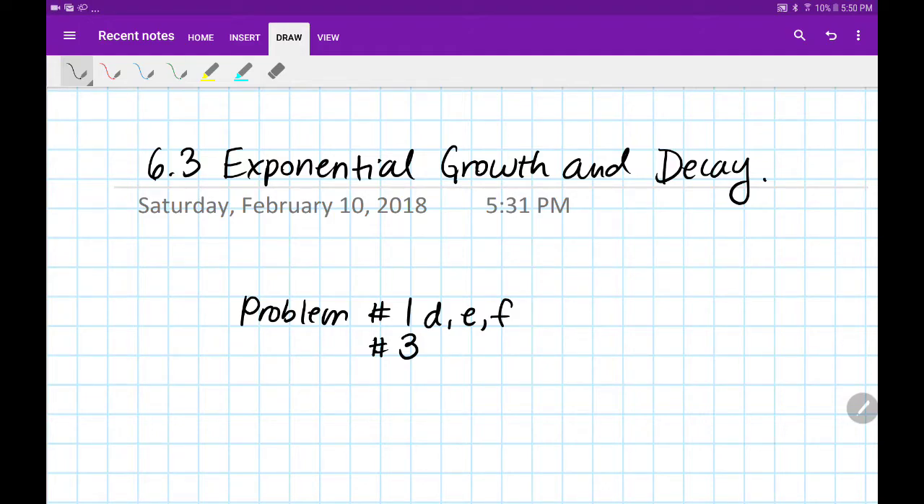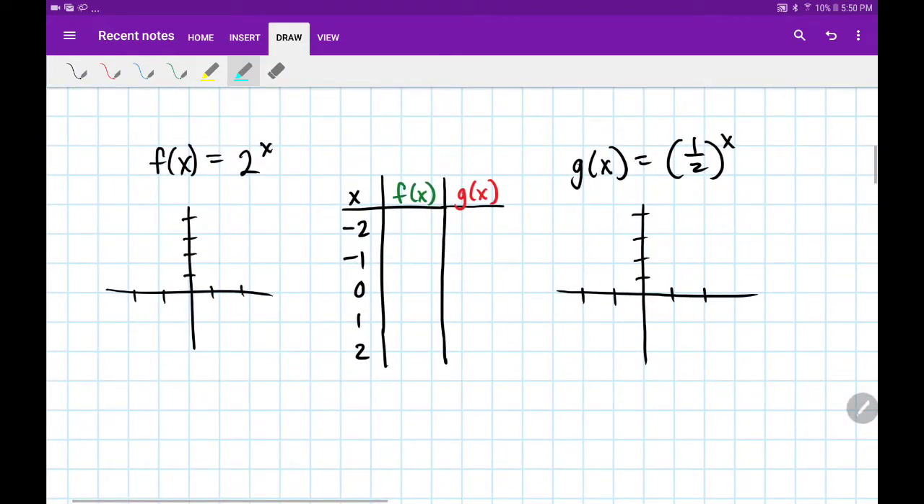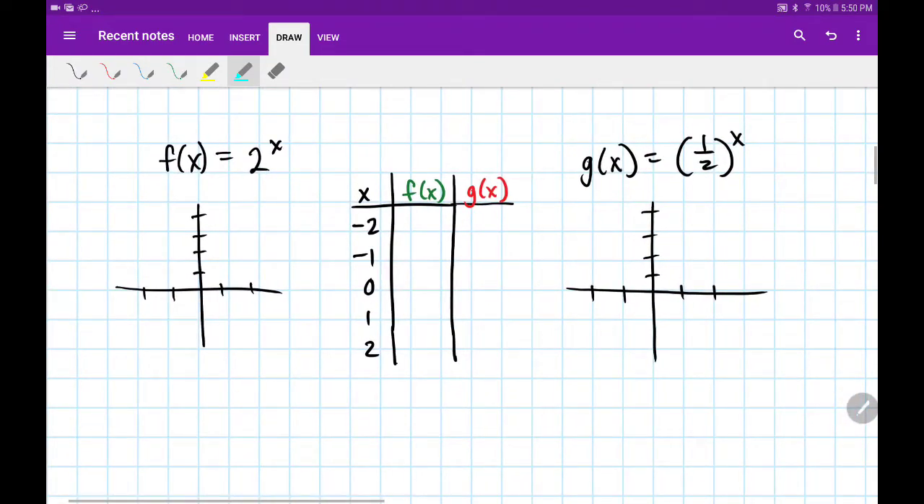Hello and welcome to homework help for lesson 6.3, Exponential Growth and Decay. Today we'll be doing two problems from the homework, number 1 and number 3. So as always, before we jump into the homework help, let's start with a recap of our basics.